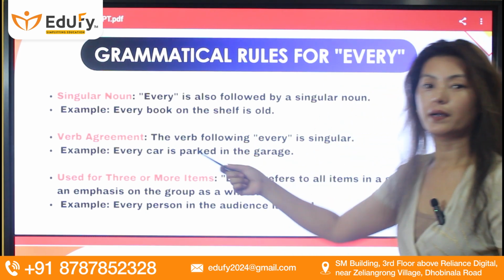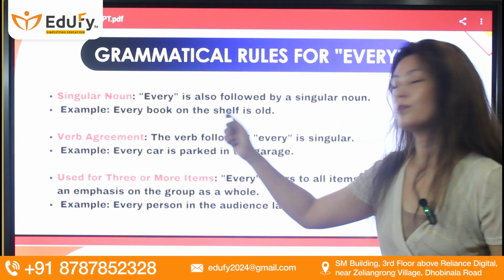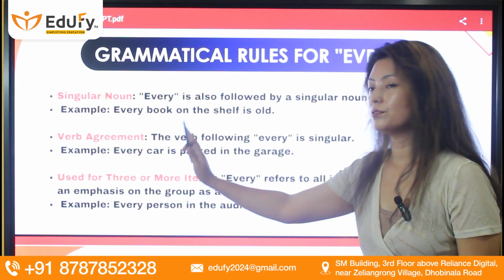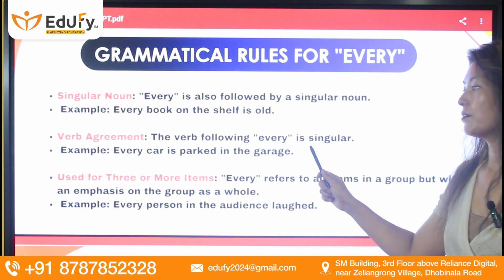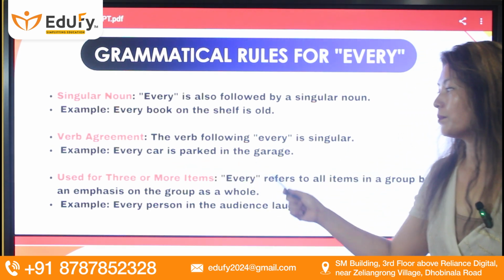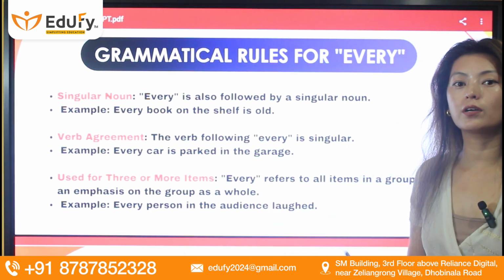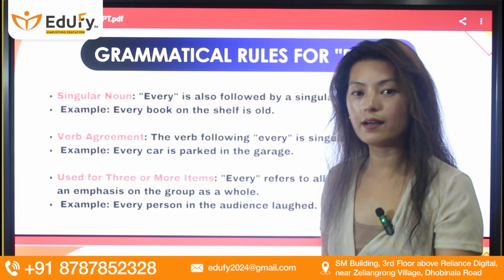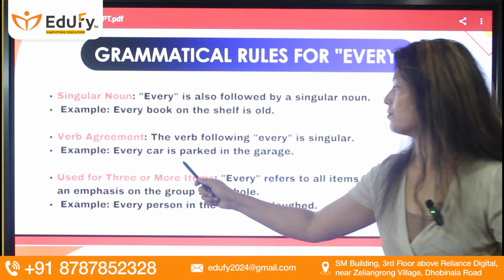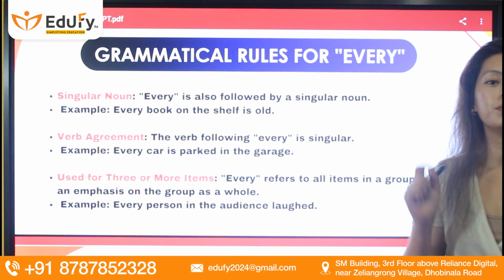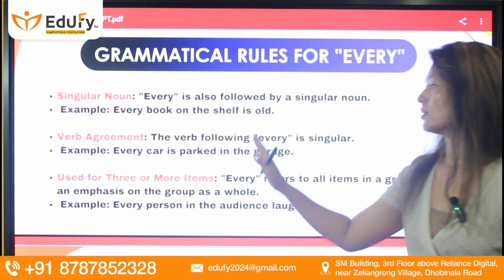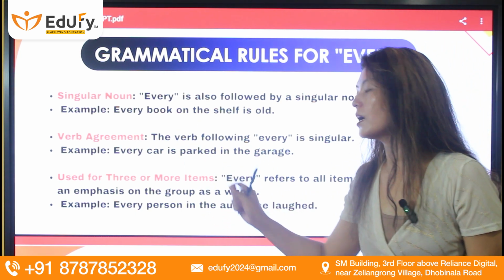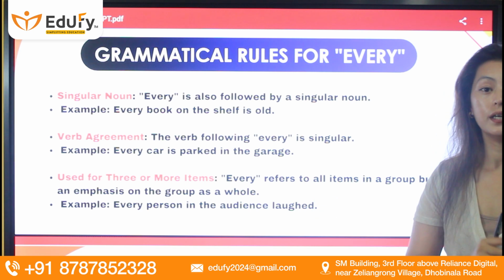Now let's look at the verb agreement again. Here, you also have to follow the word every with a singular verb, similar to each. The verb following every is singular. If you look at this example, every car, now I'm talking about 3, 4, 5 cars, right? But since the word every is written there, the subject and verb agreement shows that the verb should be singular. So every car is parked in the garage is correct. Every car are parked in the garage will be incorrect.